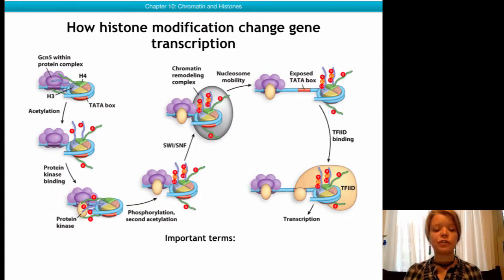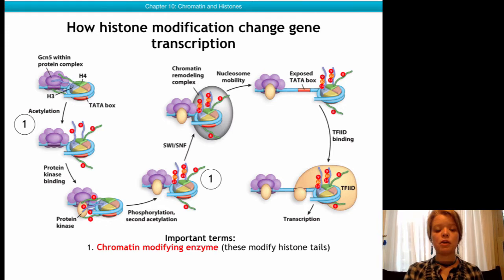So what happens after these histone modifications have occurred? This is a typical process of how acetylation of the H3 causes a series of events which results in the final recruitment of the RNA polymerase to the area. They refer to it as TFIID right now because it's just the first RNA polymerase subunit that has bound and can now recruit the rest of the RNA polymerase to cause transcription.